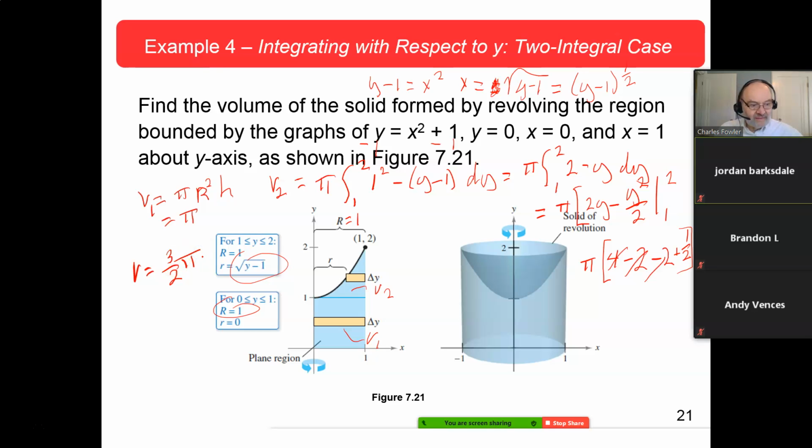Okay? Let's see how the book did. Oh my goodness, they got it right. Again, they wrote it as 3 pi over 2, which is perfectly fine. Nothing wrong with writing it that way. I just don't usually think of it that way.